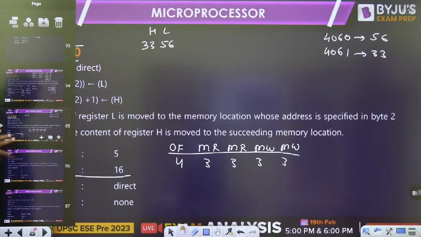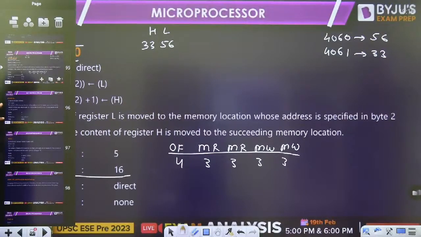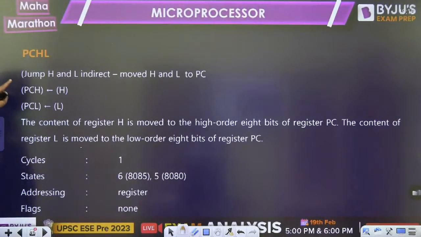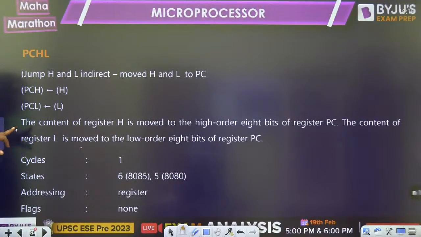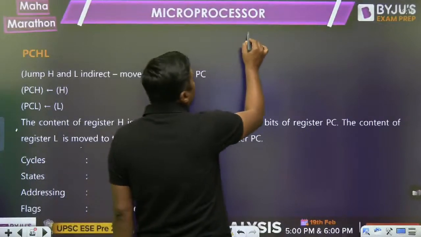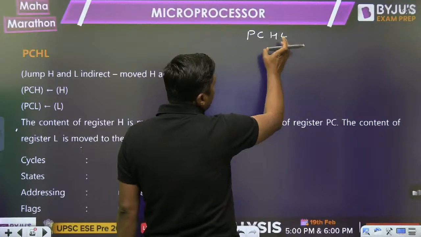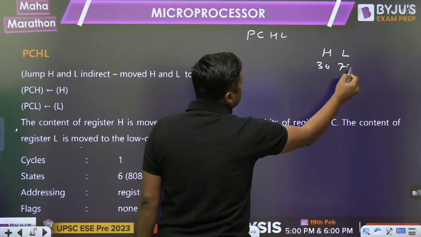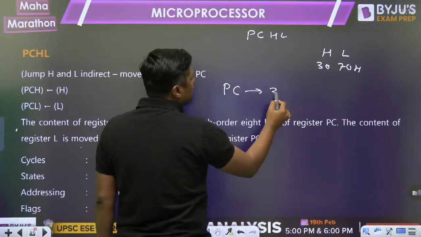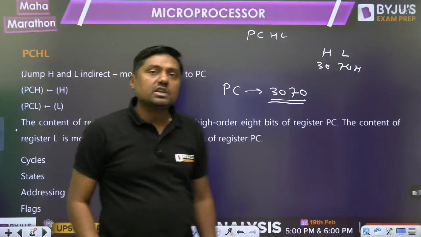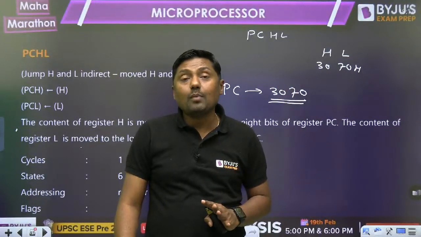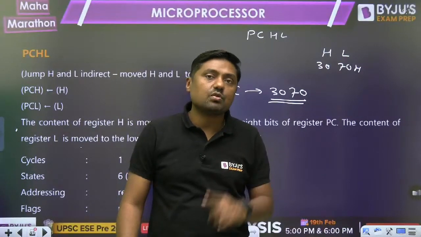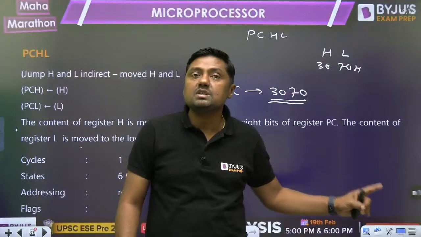Now similarly, we have some important instructions like PCHL. PCHL means the content of the register H is moved to the high order 8 bits of the register PC, and the content of L is moved to the lower order. It is only a one byte instruction. If suppose HL has the content 3070H, then after this instruction 3070 is stored in the program counter. From HL to the program counter. And the program counter is responsible for the sequence of the program. So we can change the sequence of the program from one memory location to another using this instruction PCHL.